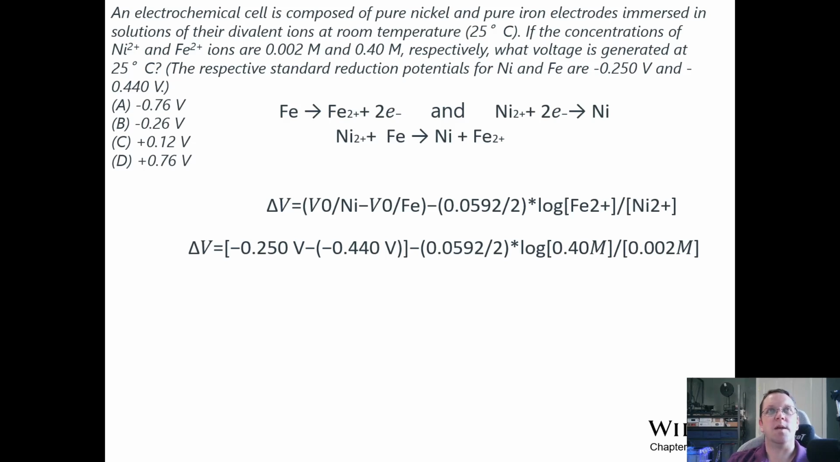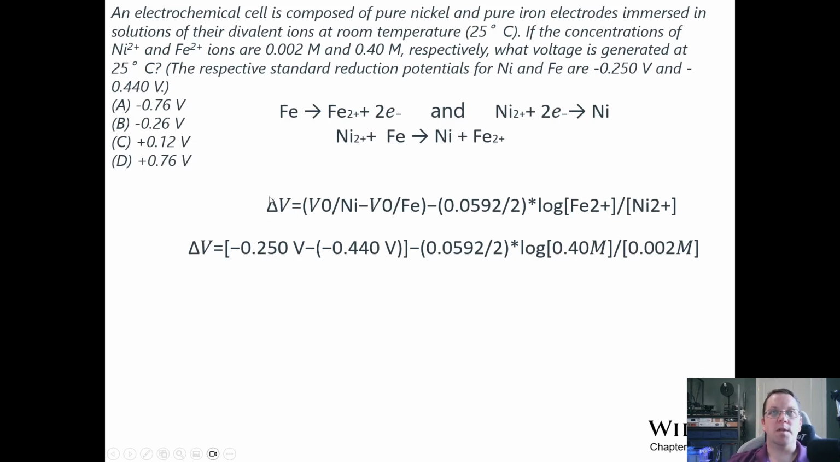So you're looking to see the respective reduction potentials they nicely gave you there for nickel and iron: minus 0.25 and minus 0.44. Remembering the reaction here, iron becomes iron 2+ plus 2 electrons. Nickel 2+ and 2 electrons become nickel. Nickel 2+ and iron together become nickel and iron oxide. So this is our set of chemical equations that are expressing what's taking place.